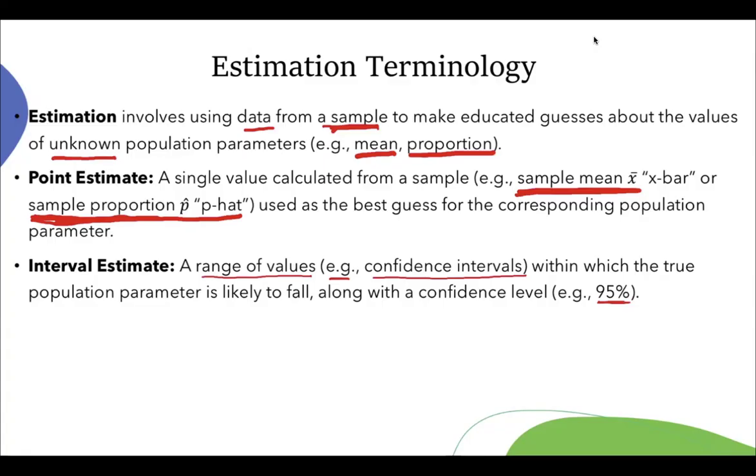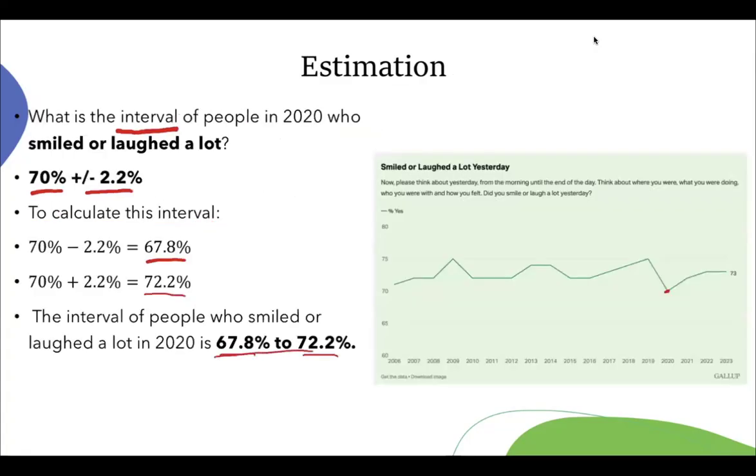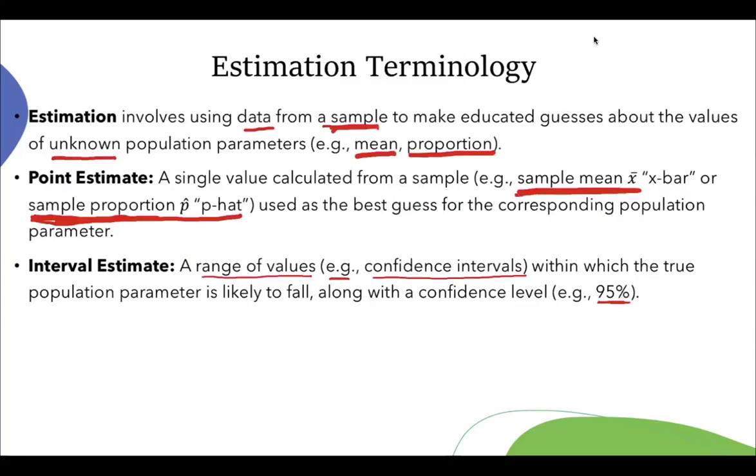So back to this example, this is a range of values, and we're not exactly sure what the population proportion is for people who smiled or laughed a lot. We don't know exactly the population proportion, but we're hopeful and we're confident that it's somewhere in this range. So it is an interval estimate.